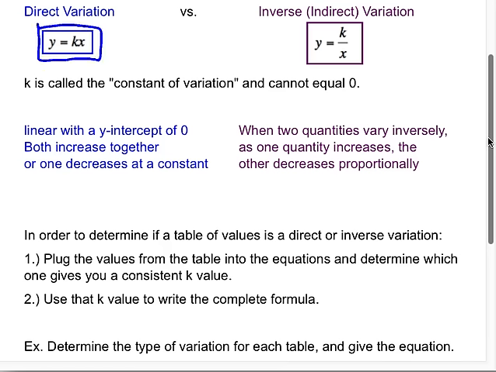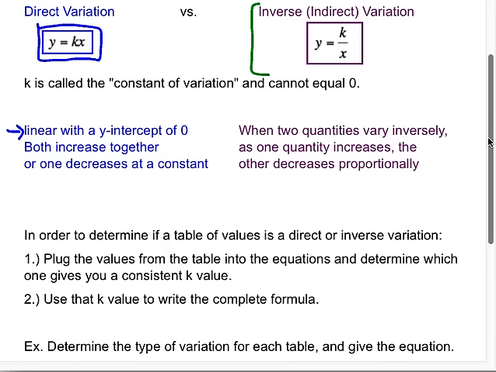So direct variation takes the form y equals kx. So essentially, what does that mean? Well, that should look familiar to you. All that is a linear equation that goes through the origin, okay, that has a y-intercept of 0. Now, what is inverse variation? Well, inverse variation is the other side of things. So instead of our x multiplying our k, it's dividing our k.